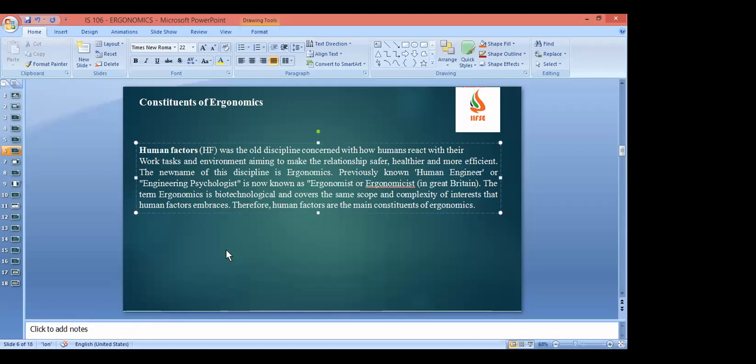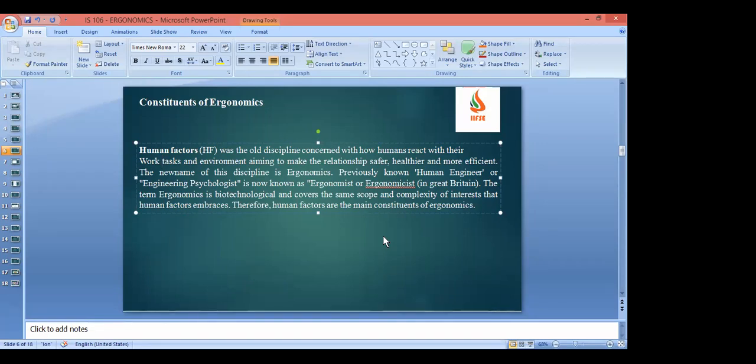It will make it safe, I mean pollution free and healthier, the fresh air has to be there, and more efficient. If the work environment is more comfortable, people work comfortably and can give their full effort. A new name of this discipline is ergonomics, previously known as human engineering or engineering physiology, and the practitioner is known as an ergonomist. In Great Britain these are the words they used before. Now it has become ergonomics.